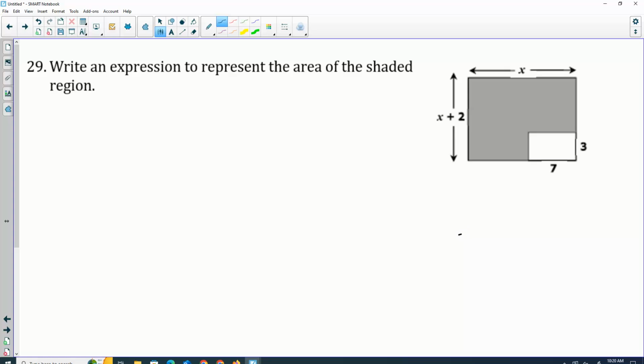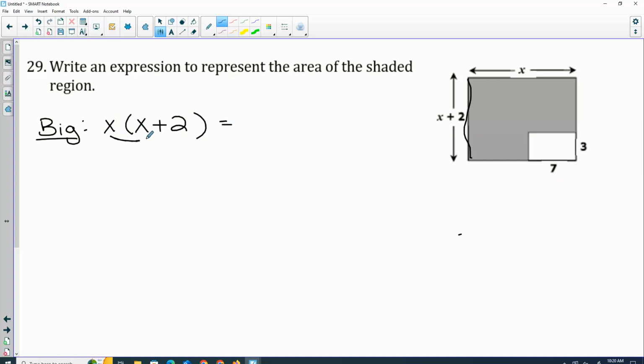What we have here is really two rectangles, okay? Think like you have a board, and you're going to cut a corner out of the board. How much area is left? So what we have to do is start with the big rectangle. Start with the board itself. How do we find the area? Length times width. X times x plus 2.